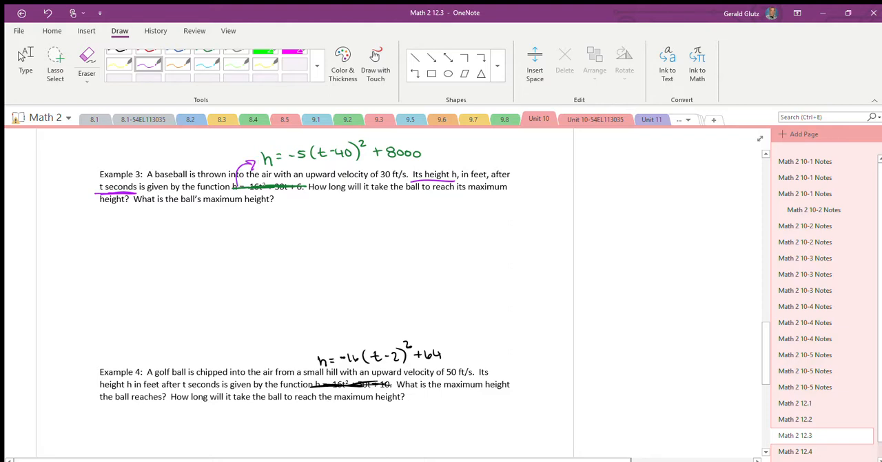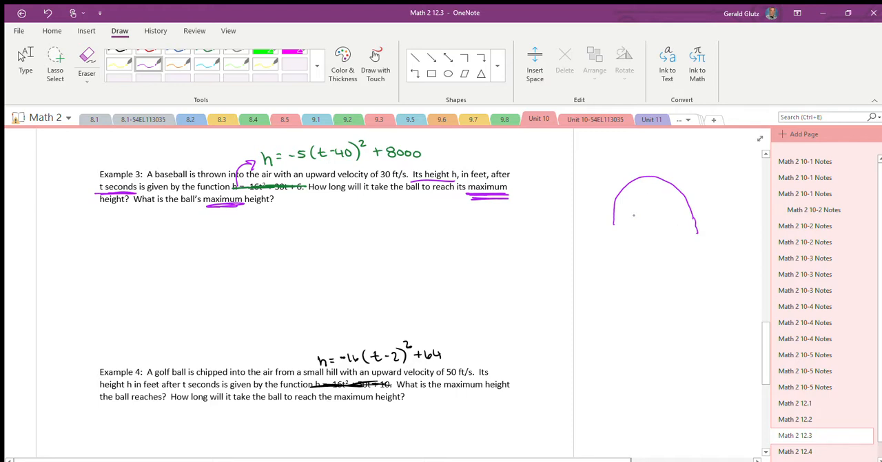How long will it take the ball to reach its maximum height? And then what is the ball's maximum height? So I'm just going to go ahead and tell you that when we graph these, if you throw a ball up in the air, then it lands, what shape graph does this look like? Hopefully you're saying either U-shape or parabola. So it's a parabola.